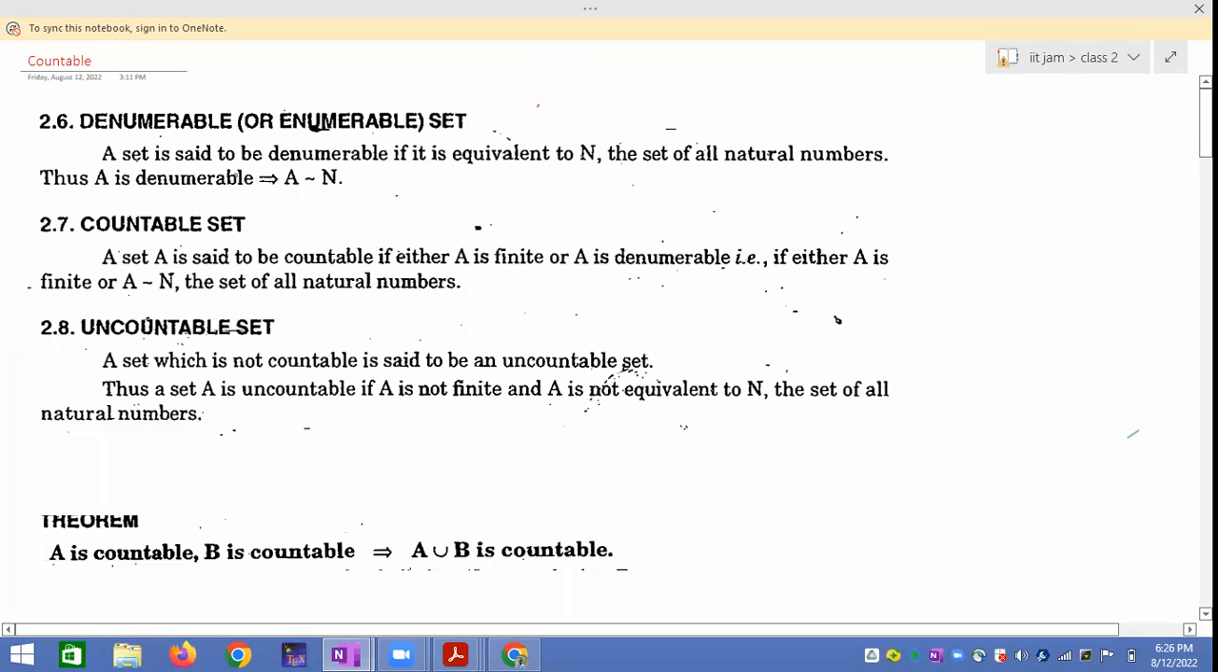Proper means non-trivial. Improper means trivial. Improper and trivial are both the same words. Proper and non-trivial are both the same words.